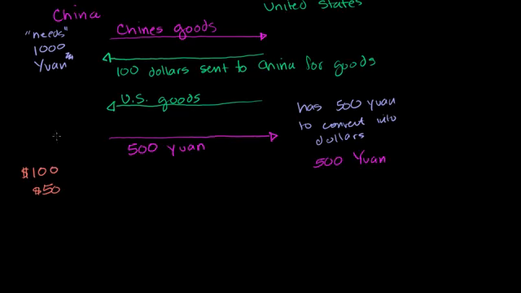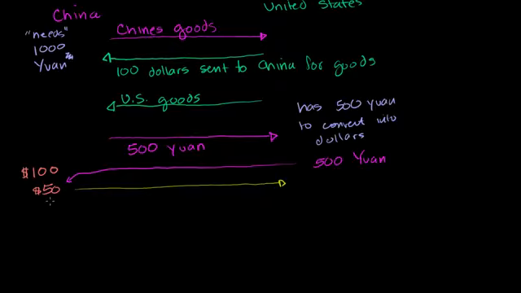So let me draw a two-way arrow there. $50 goes to the American producer, and then the 500 yuan go to the Chinese producer in exchange for that $50. Obviously, this isn't coordinated. It's not like matchmaking. It's not like someone said, "Hey, you give this money to them." But essentially, there will only be $50 to convert into the yuan, and then the other $50, let me make it clear.